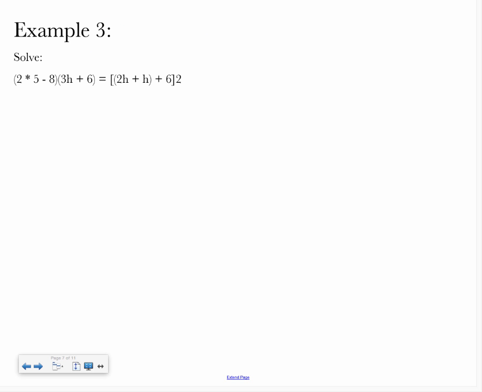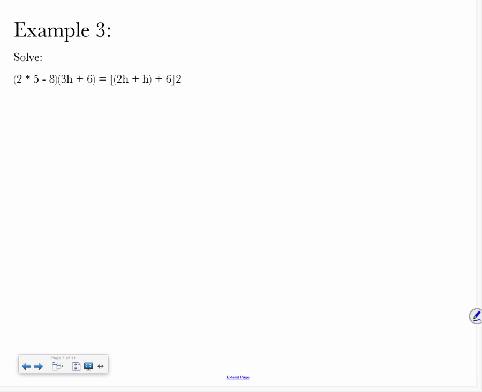Let's look at example 3. We want to solve this. When we say we want to solve this, that means we want to solve for h. H is our variable in this equation. Okay, so let's start. We have 2 times 5 minus 8 times the quantity of 3h plus 6 equals, and we have 2h plus h plus 6 times 2, okay?